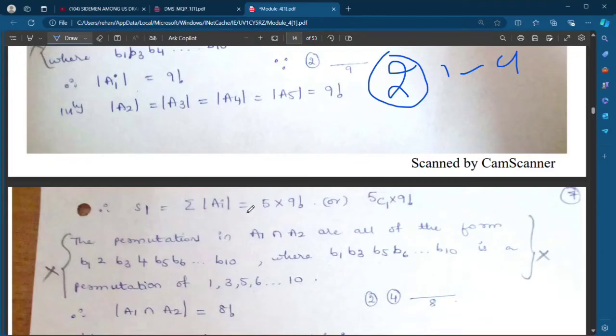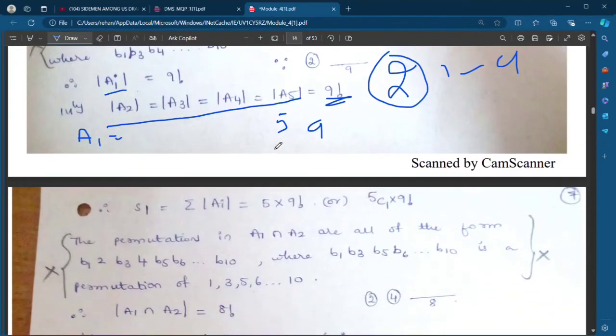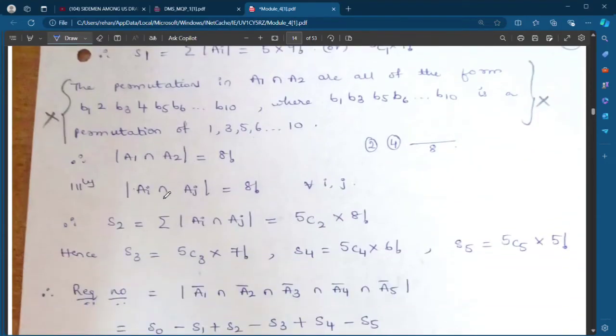Then S1 is equal to the summation of |Ai|, that is nothing but 5 into 9 factorial, or 5C1 times 9 factorial. Don't forget A1 is also there. A1 is equal to A2, A3, A4. How many objects are there? 5 elements are there, each with 9 factorial.